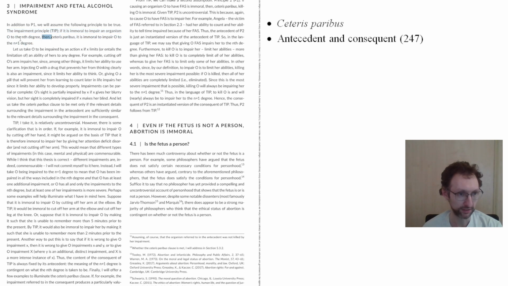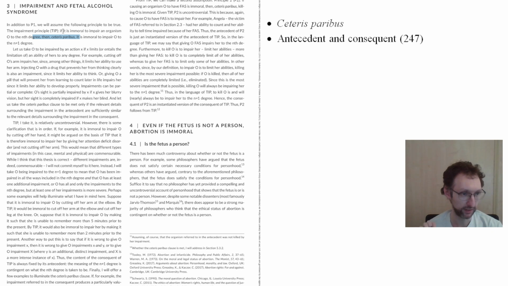This just means that if it's immoral to impair something to a certain amount, then holding everything else equal, it's immoral to impair something even more than that. So what are we holding equal? Whatever else would be potentially relevant. The reason we need this ceteris paribus clause here is that maybe you can think of a case where it's immoral to impair an organism O to the nth degree, but not immoral to impair O to the n+1 degree.